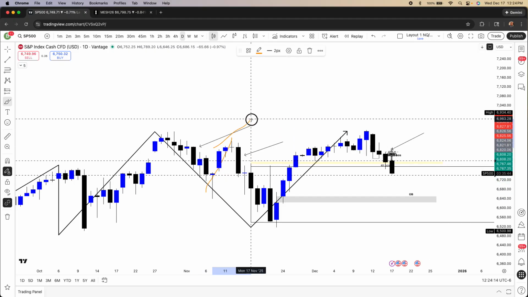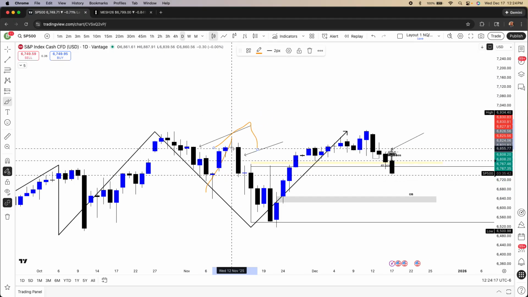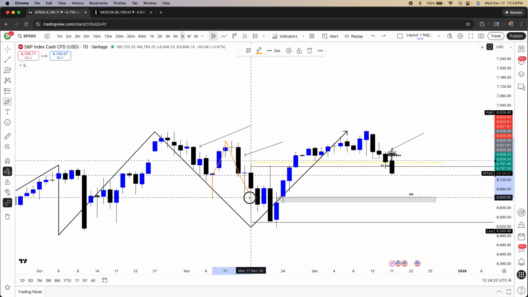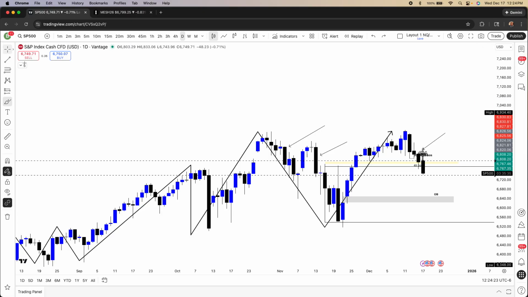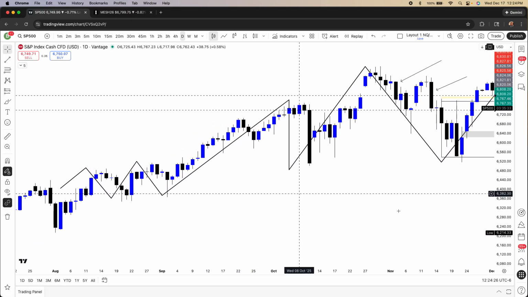See if we can actually get a pop up and break and continue to go up, or if we're going to get the same similar price action, a pop up, then a pop right back down. So just sitting and waiting on that.